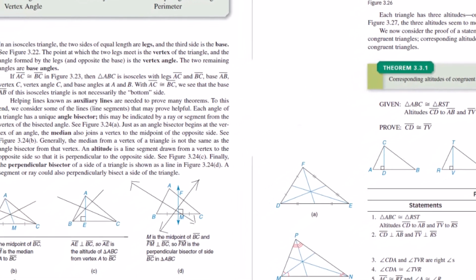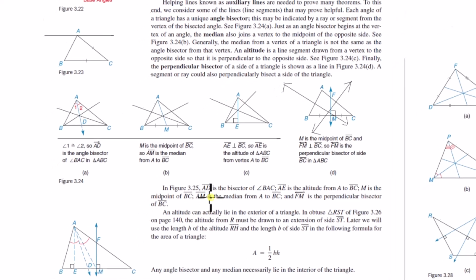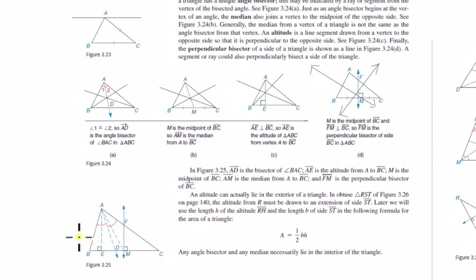Okay. In figure 3.25, if we come here, they show the four auxiliary lines that are associated with this side of the triangle, BC. So associated with any side of a triangle, you're going to have the three auxiliary lines that are coming from the vertex that's opposite that side. So coming from vertex A, they show the altitude here, the angle bisector here, the median here, and then you'll also have the perpendicular bisector of that side as well. So these are the four auxiliary lines associated with this side BC.